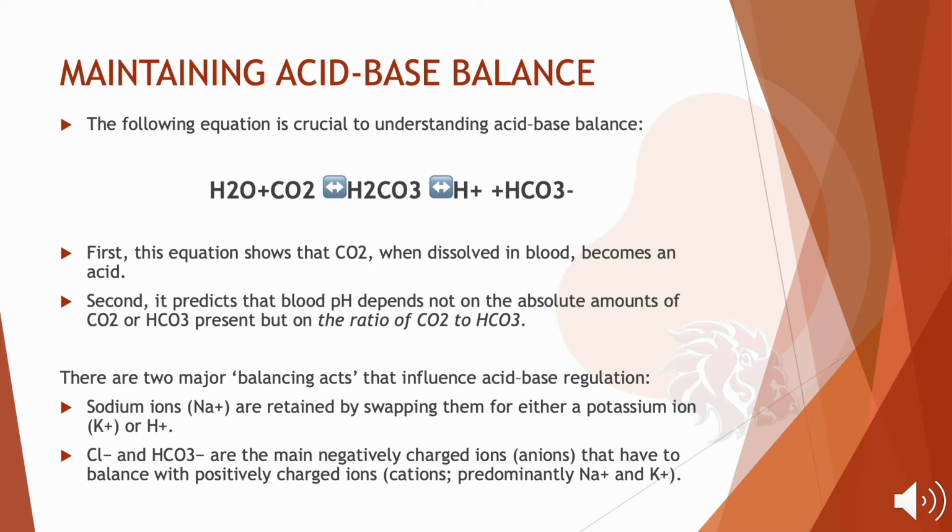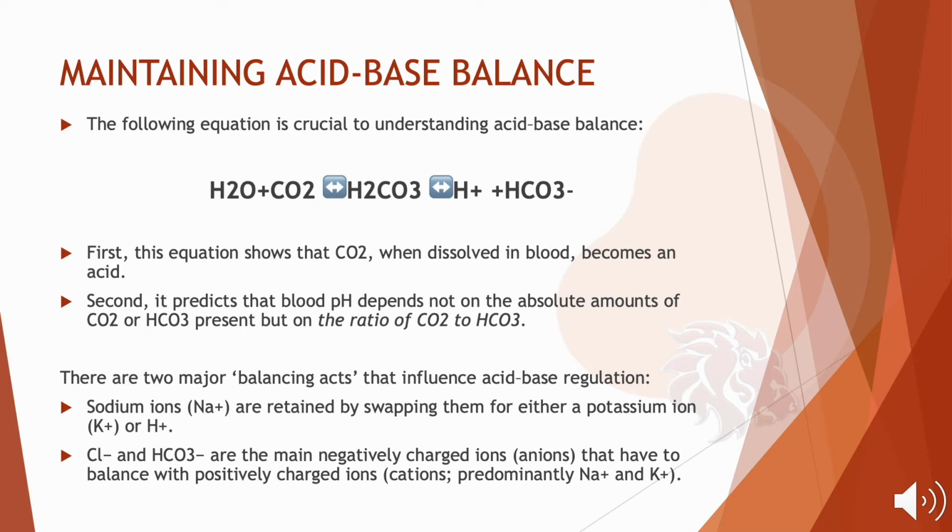Number two. Chloride and bicarbonate are the main negatively charged ions, or anions, that have to balance with positively charged ions, or cations, which are predominantly sodium and potassium. During times of high chloride loss, more bicarbonate is retained. When bicarbonate losses are high by the kidney or gastrointestinal tract, more chloride is retained.